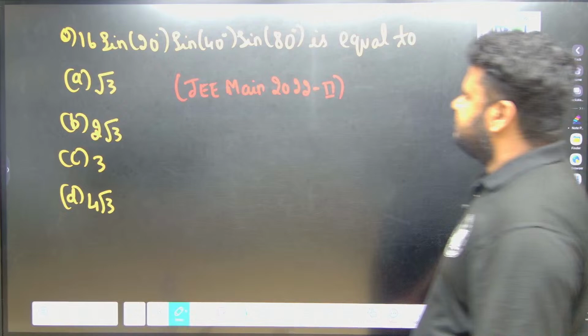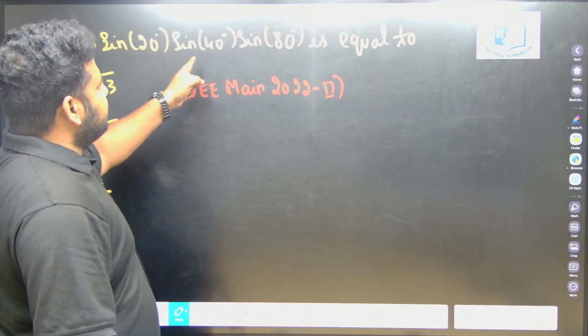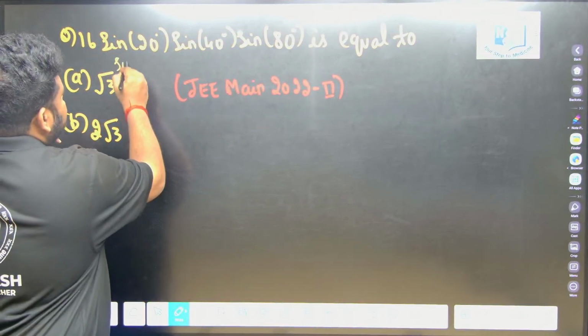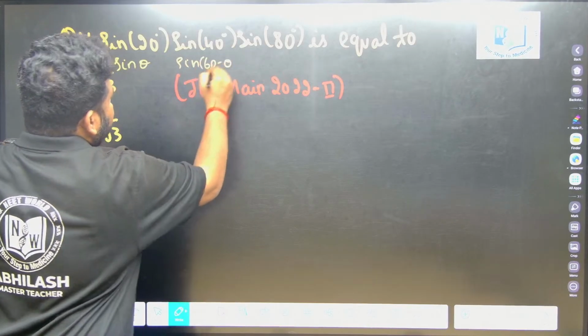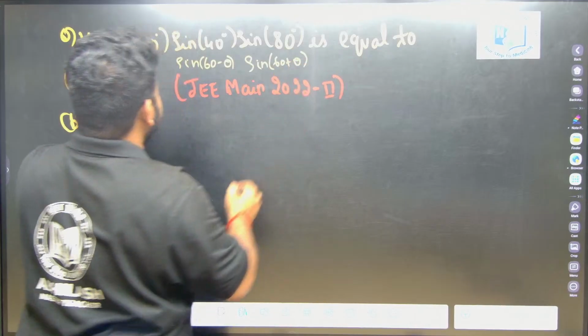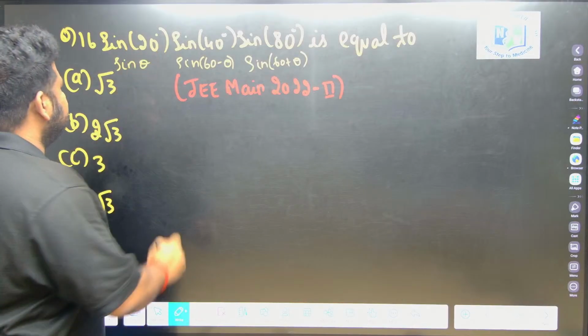Based on this they have given a question. What they have given? 16 sin 20, sin 40, sin 80. This is of the form sin theta, sin 60 minus theta, sin 60 plus theta. But first you have to identify what theta is. Theta is the smallest angle here. Theta here is 20 degrees.